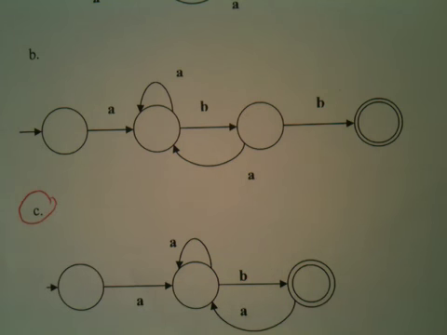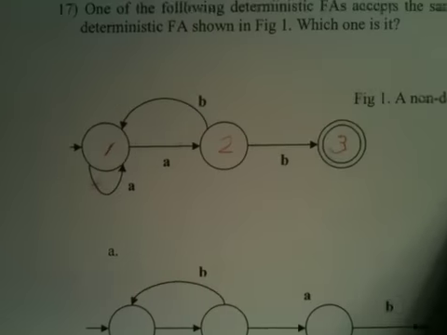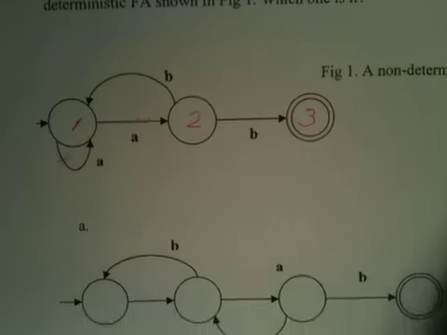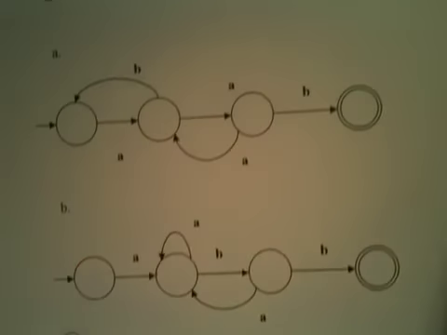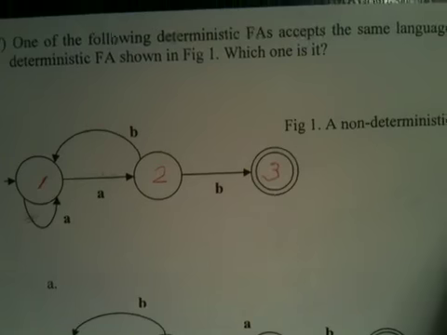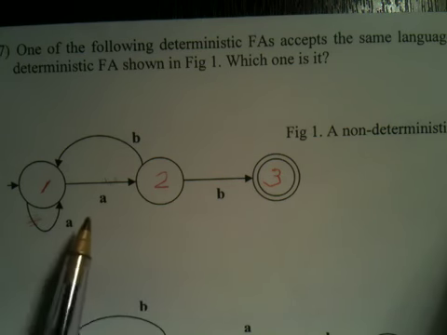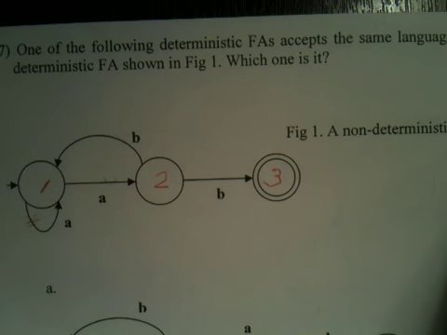If you say this is too complicated for me to remember, I can give you a quick tip on this type of question. What you can do is pick one or two strings from the given finite automata and check if those strings can be accepted by the choices I gave you. The point here is they should be exactly the same language. So any string accepted by this one should be accepted by the correct one.